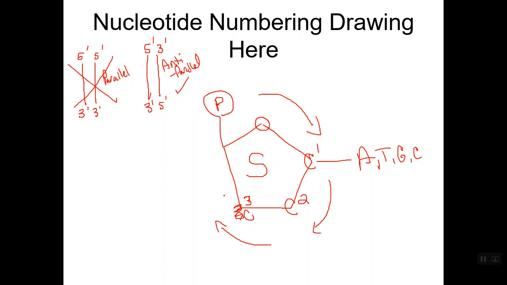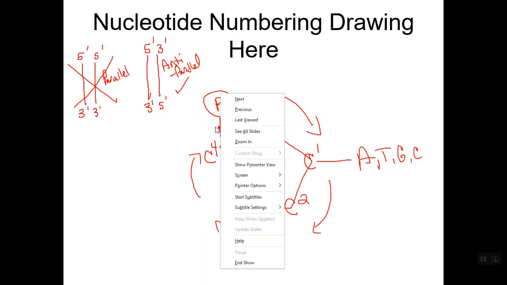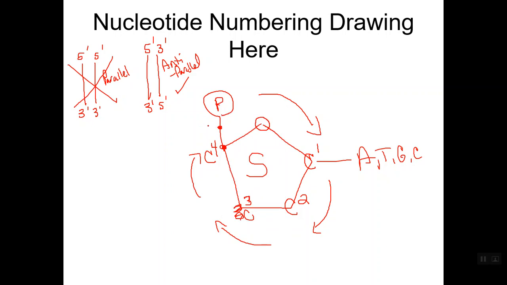C3. If you keep going, here is carbon 4. And then the 5th carbon is actually in between that and the phosphate group. So the 5th carbon is actually up here, C5. So this is how we get the numbers, right? So the phosphate group on top is closest to carbon number 5.